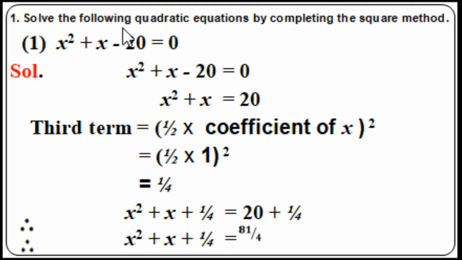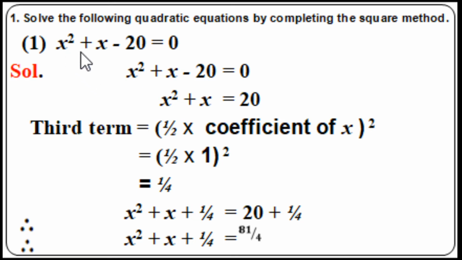The question is, solve the following quadratic equations by completing the square method. We have seen the factorization method in 2.2, and today in 2.3 we are going to use the method known as the completing the square method.